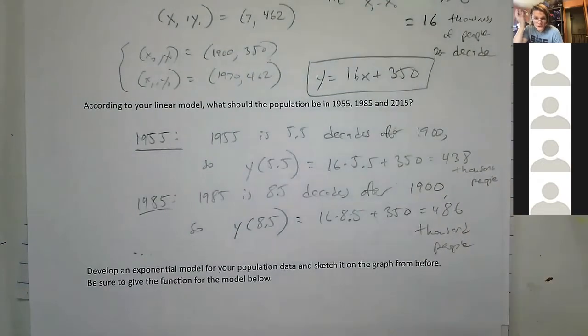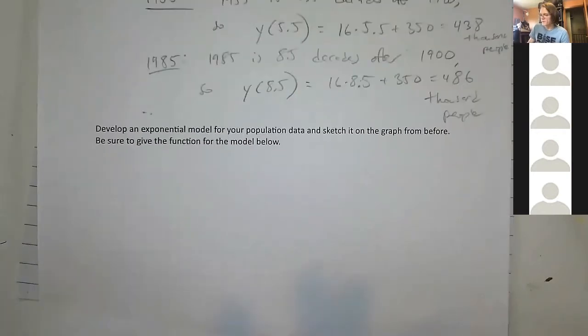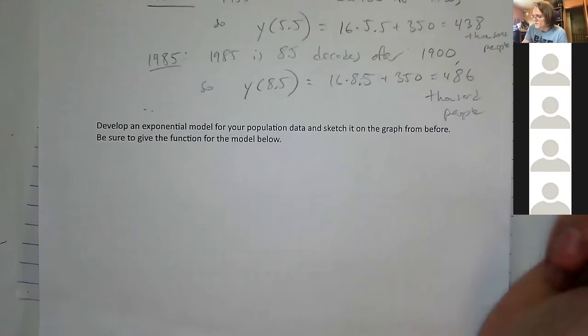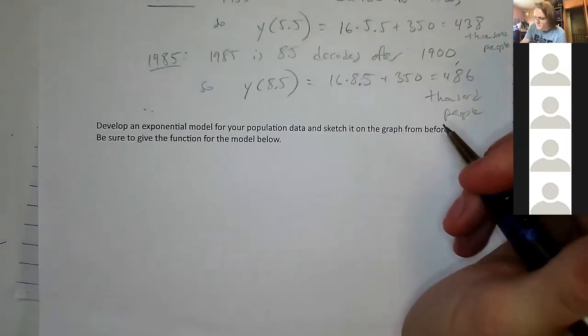If your model is really good, you might be right on the point for what the population was in those years. But again, don't feel bad if you're not even close. Now, this is the fun part. As I said, the graphing and the modeling, I think, is the more interesting part of this. Develop an exponential model for your population data and sketch it on the graph before.